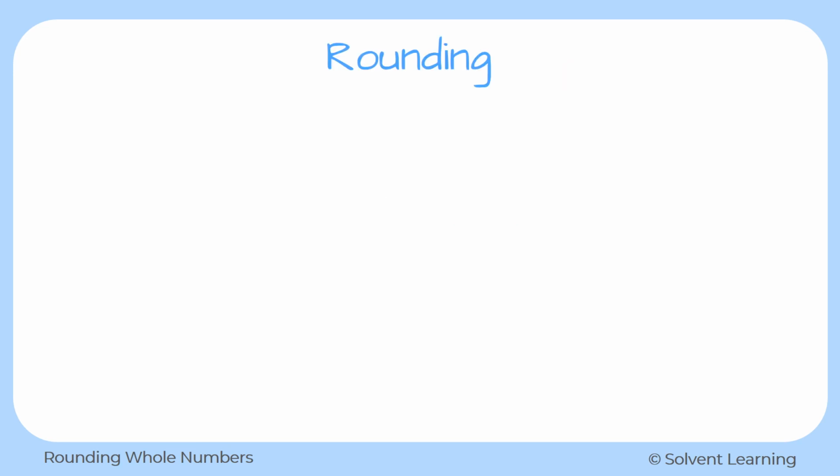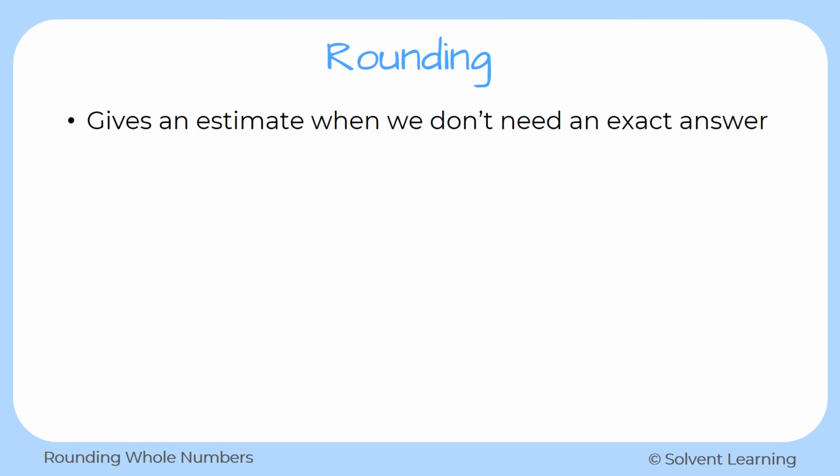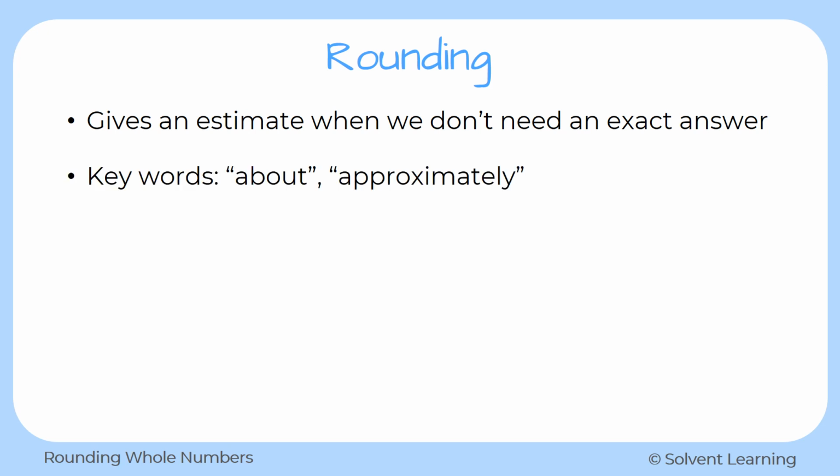So to review, rounding gives us an estimated answer when we don't need to find an exact answer. In word problems, there's two particular key words that let us know that we can give an estimate instead of an exact answer. The words about and approximately. So keep your eyes open for those words. Whenever you see those in a math problem, that lets you know that you don't need an exact answer and you can just round your answer. And that saves you time oftentimes as well.